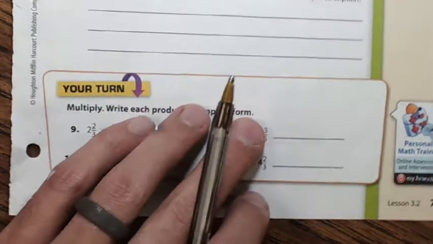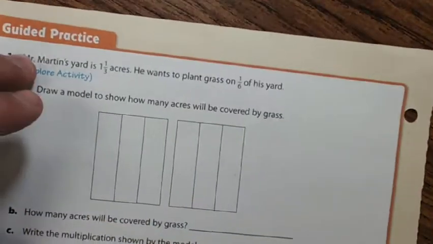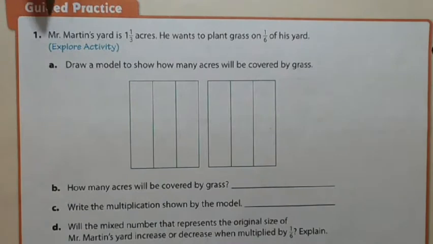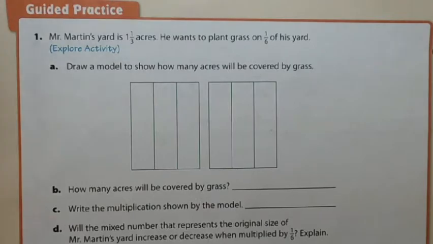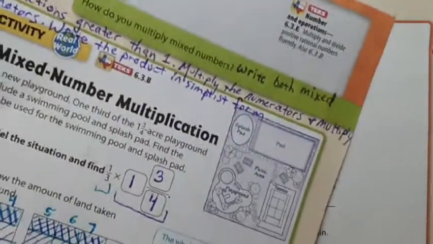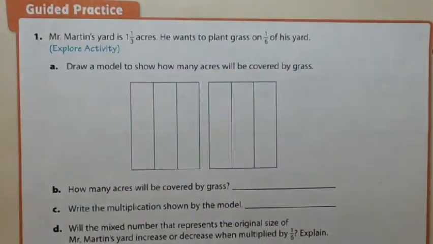Alright, we're going to turn it over to the guided practice and go over a couple of guided practice problems. Alright, so Mr. Martin's yard is 1 1/3 acres and he wants to plant grass on 1/6 of his yard. The first thing we're going to do is draw a model that shows how many acres will be covered by grass. So this is the explore activity, guys. So go back to the explore activity in the notes. This is the first one right here with the pretty little park. And look over that too.